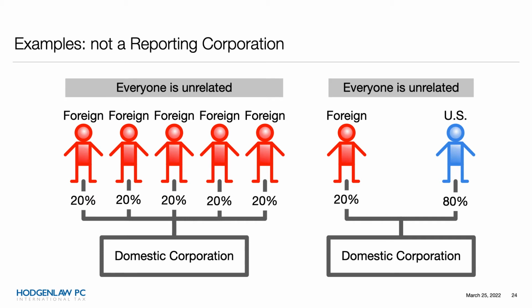Everybody is unrelated, 20% each, right? Nobody hits the 25% shareholder limit, therefore this is not a reporting corporation. That's on the left, for 5 owners at 20% each. On the right, something 80-20, so a U.S. person owns 80% and a foreign person owns 20%. Not foreign owned. It's got a 20% shareholder that's foreign, which doesn't hit the threshold.